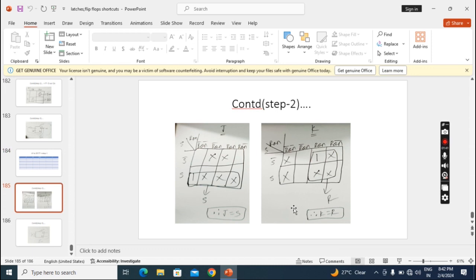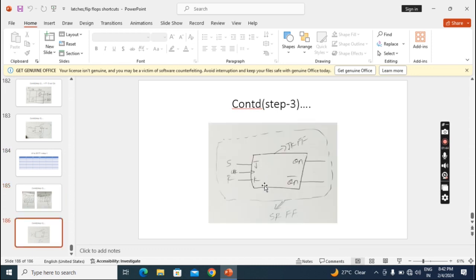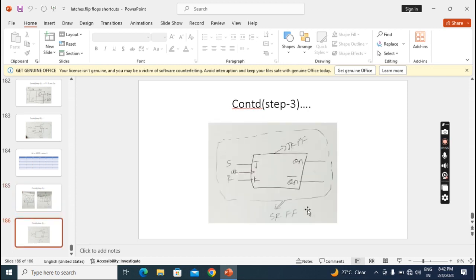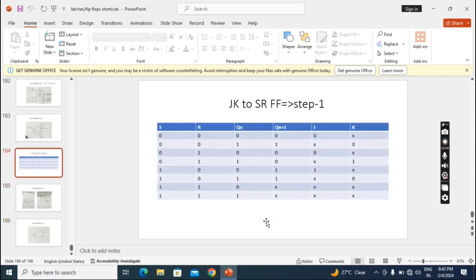Then in the third step, we have to take the given flip-flop symbol. What is the given flip-flop? JK. And we have to make it into the required flip-flop by using these simplified equations. So what is the J value? S. What is the K value? R. If I connect like that, it will become what flip-flop? SR flip-flop. I took JK and made it into an SR flip-flop. This is the conversion process. How to get the characteristic table and excitation table, I explained in the flip-flop lectures. Go through that.